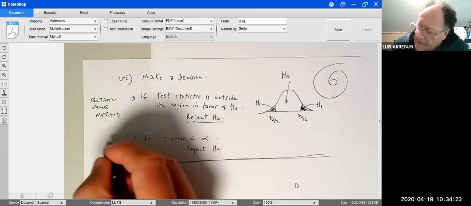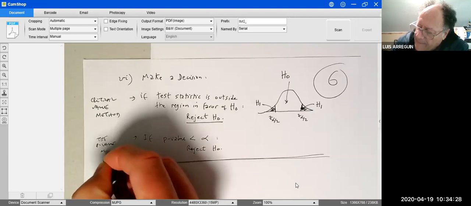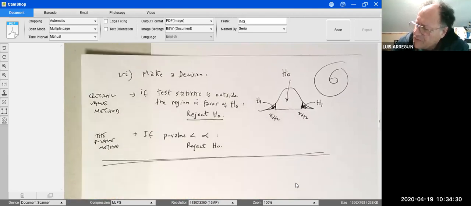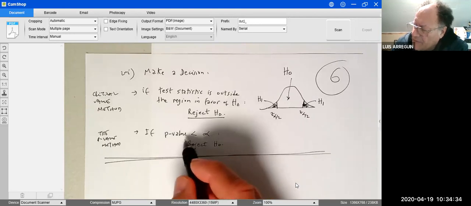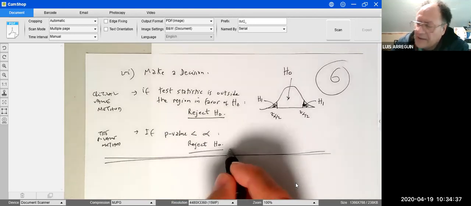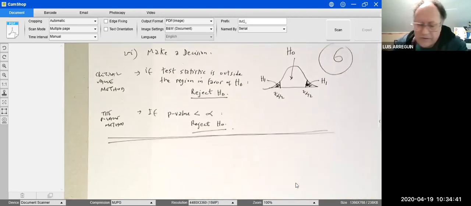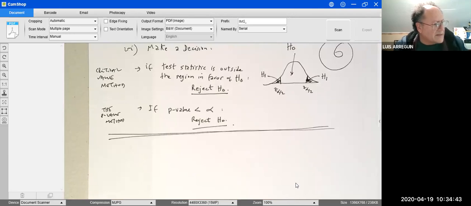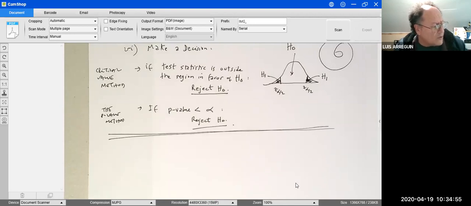If you are using the p-value method, then the thing is very simple. You're just going to compare your p-value with alpha. If your p-value is less than alpha, you reject the null. So you don't need to do any diagram. So let's start solving exercises to use these two methods. I'm going to solve one problem using the critical value method and another problem using the p-value method.